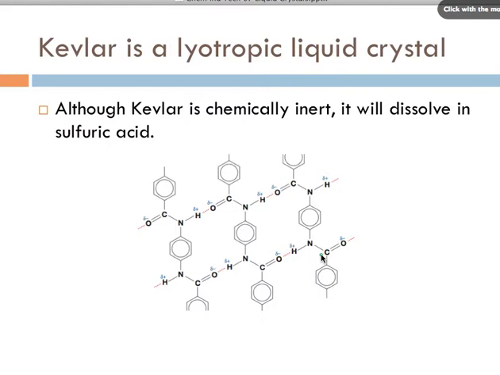So what we need for a lyotropic is to have some regular arrangement, but also to break up some of these hydrogen bonds to make those molecules somewhat mobile and able to move, to get reoriented in response to an electric field. So can we do that? Sure.